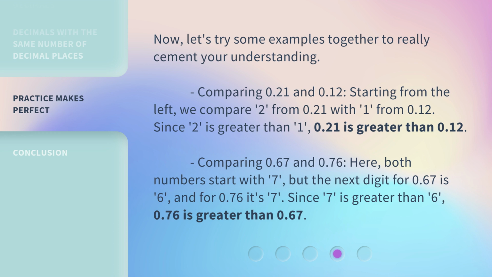Comparing 0.67 and 0.76. Here, both numbers start with 7, but the next digit for 0.67 is 6, and for 0.76 it's 7. Since 7 is greater than 6, 0.76 is greater than 0.67.